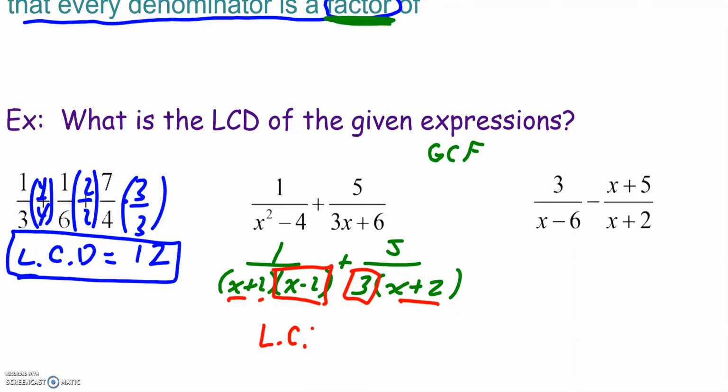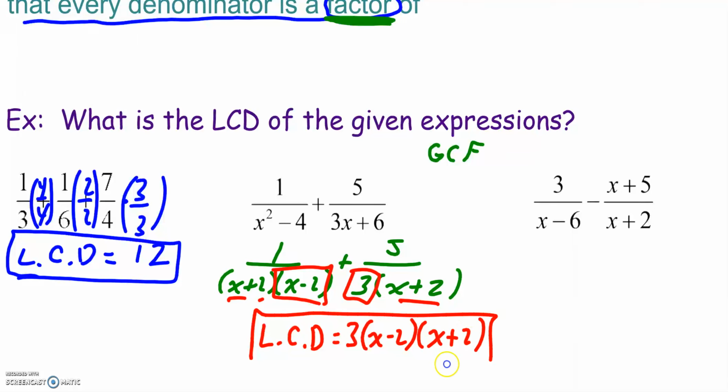So now for the LCD. In order to determine the LCD or common denominator, you need to think about what each fraction has and needs in order to be combined together. So they need to match exactly. So both of these fractions need that 3. Both of the fractions need the x minus 2. And both of the fractions already have the x plus 2. We only write the x plus 2 once because the LCD represents what needs to be in common.